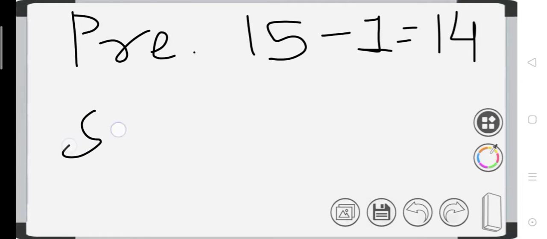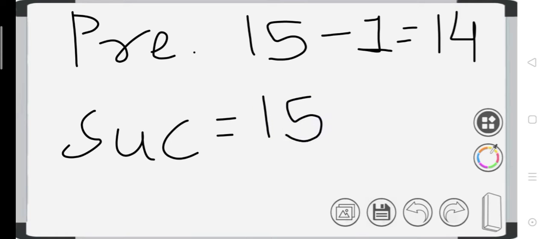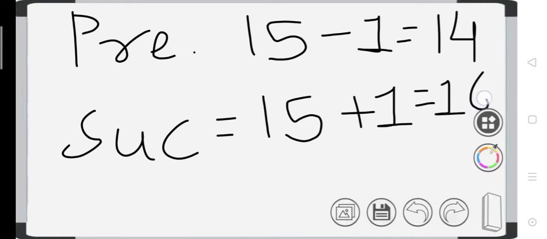Now the successor: you have to do the opposite of the predecessor. Here I am taking the example of 15 only, and what is the successor of 15? You have to do plus 1, so your answer will be 16. So this is all about the predecessor and successor. I hope you all get it.